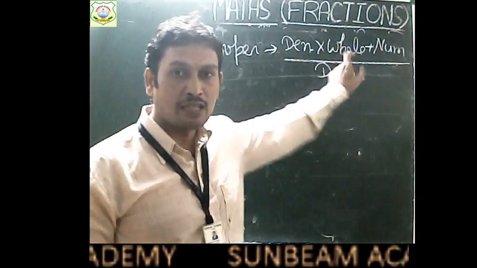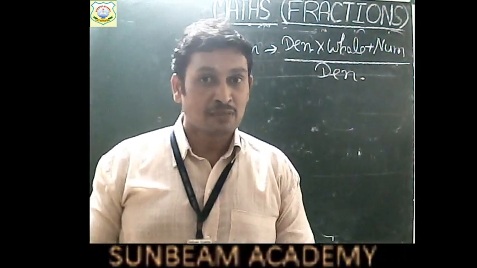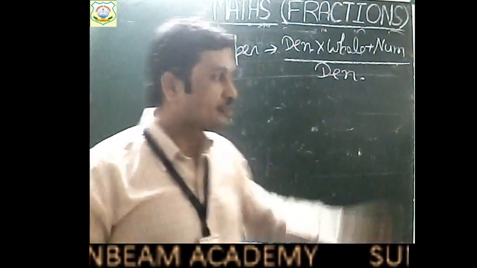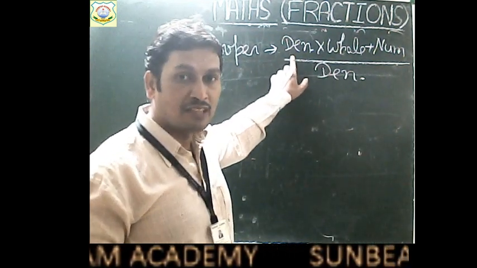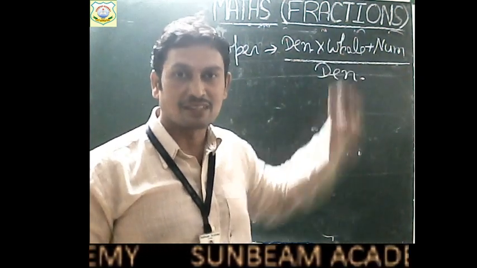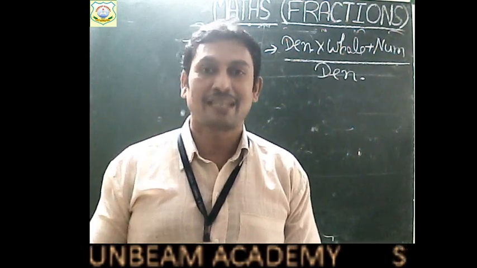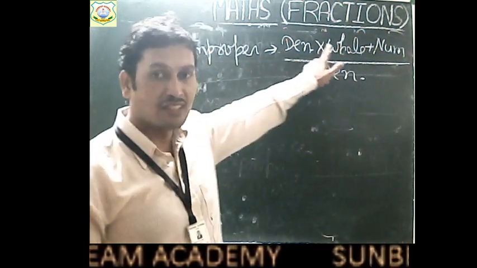This formula is the same as the formula you have studied in the division algorithm, second chapter, children. Do you remember? Divisor into quotient plus remainder equals dividend. This was the division theorem that we discussed in the second chapter. So this formula is nearly the same.